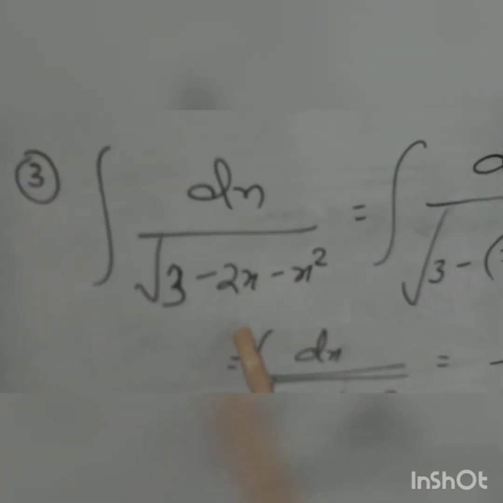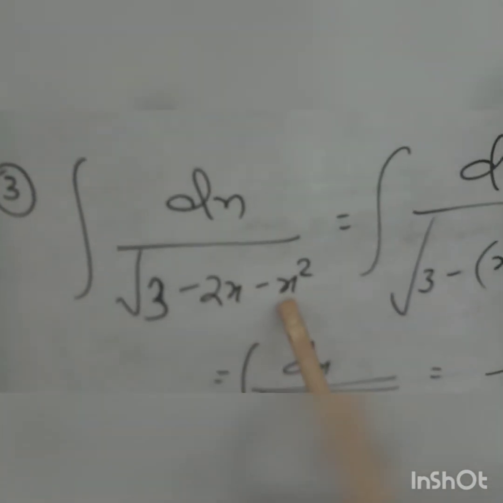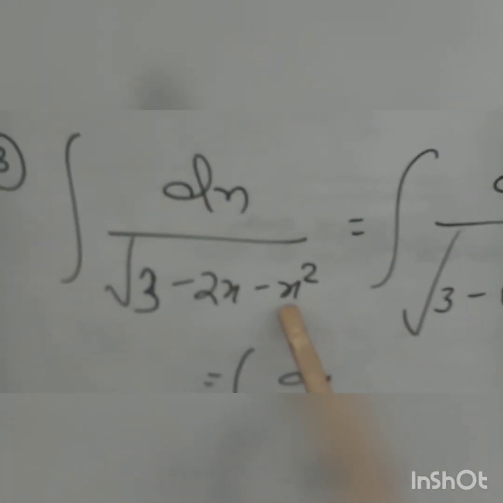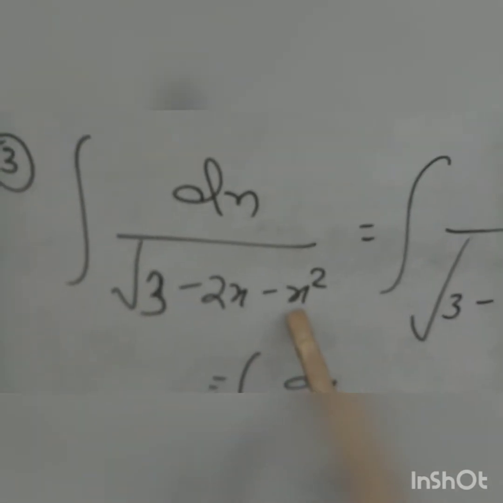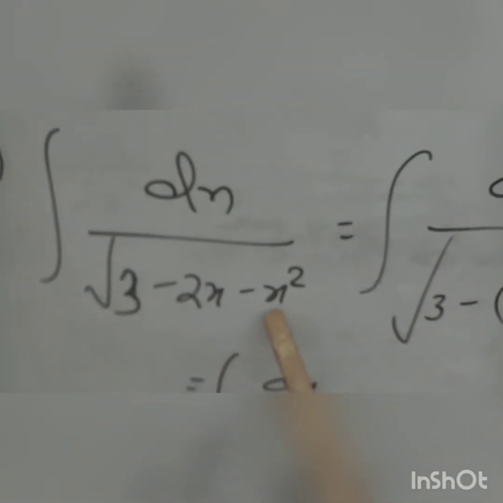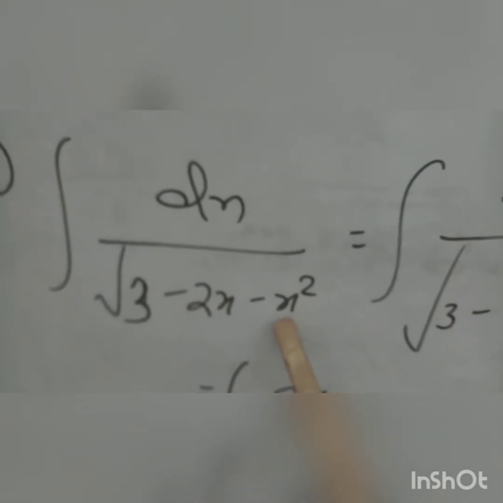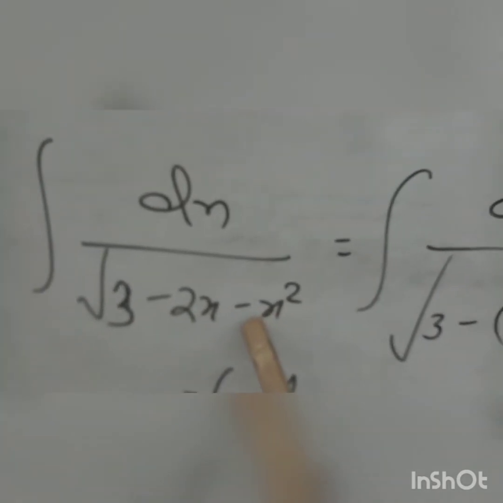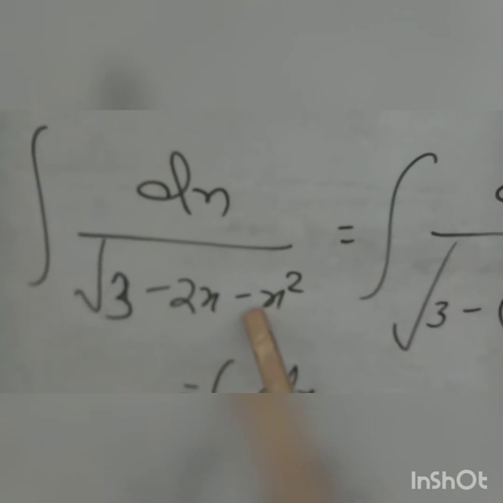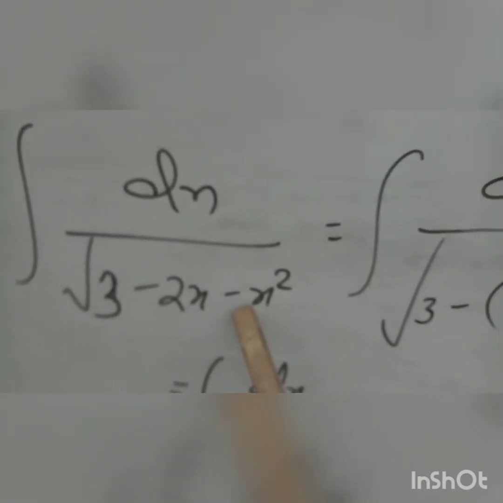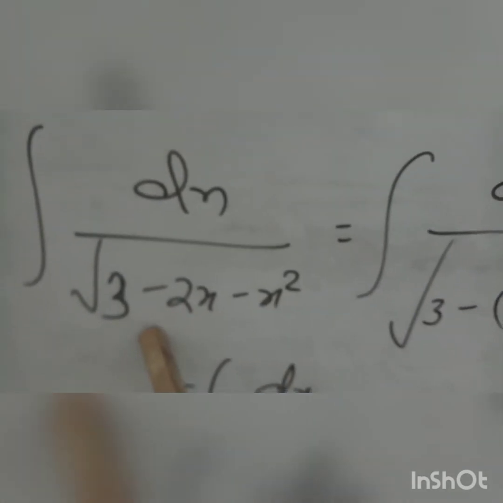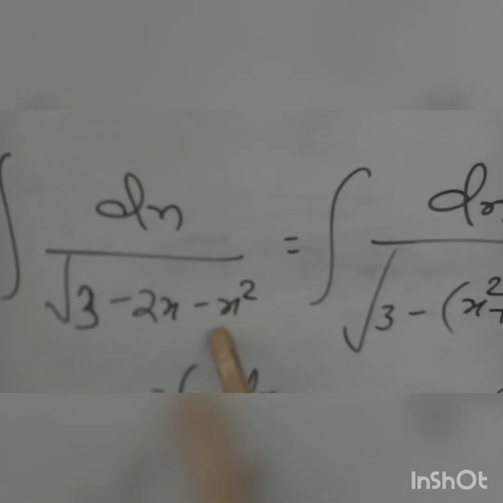Next problem is a little important, because the integral dx divided by this expression is 3 − 2x − x². That quadratic term is negative here. We should not take that minus sign outside the square root. If this is a positive 2 or 3, you can take that one outside the square root. But here that minus we cannot take outside.